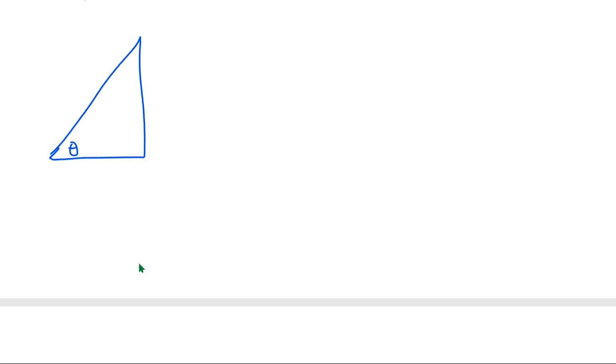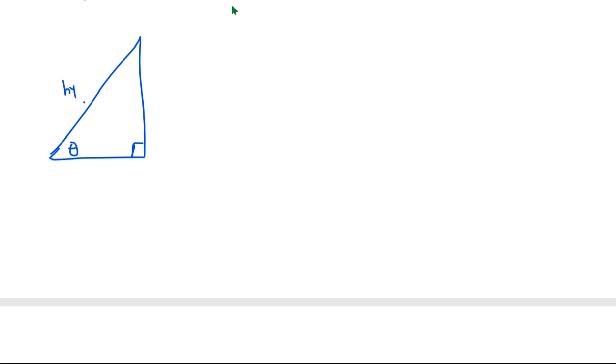Okay, and there's an angle theta over here. We label the sides with names. This is always going to be a right angle triangle for now. So for this whole video, it's right angle triangles. Later videos will be for triangles that are not right angle triangles. So the three sides of the right angle triangle have names.